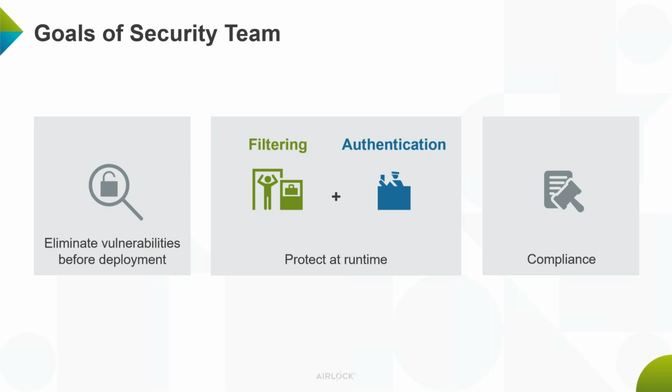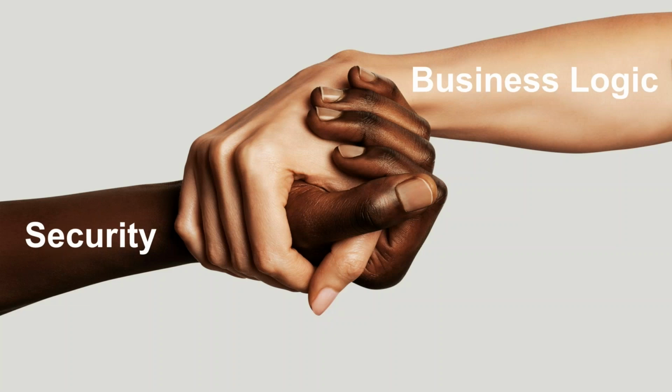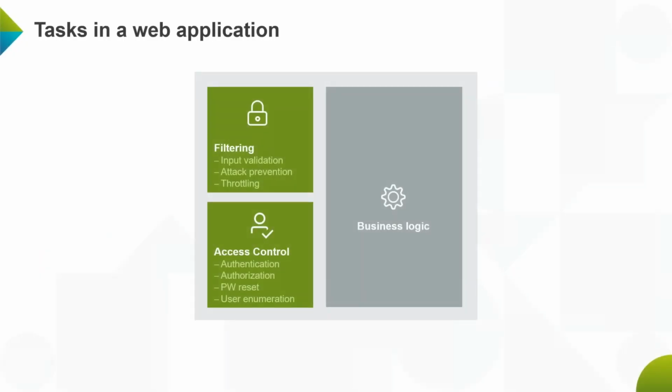How can that be done? In general, you're building business logic. So that means to get the best out of it, the business logic should fit hand in hand with the security. How does that work? You do have your web application, which you are building with the business logic. In there, you have to configure or to program some part of filtering, so input validation, attack prevention, throttling, and access control like authentication, authorization, password reset, and so on.